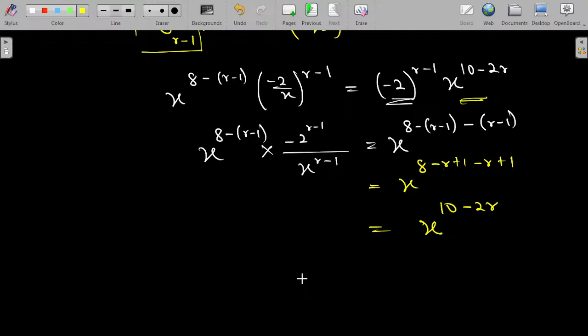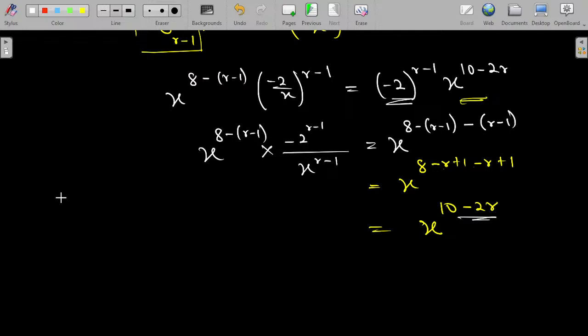So must be equal to, you are going to have, okay, yes. So for it to be independent of x, this power of x on the right hand side must be equal to this power of x on the left hand side. It must be equal to this one, only this one.